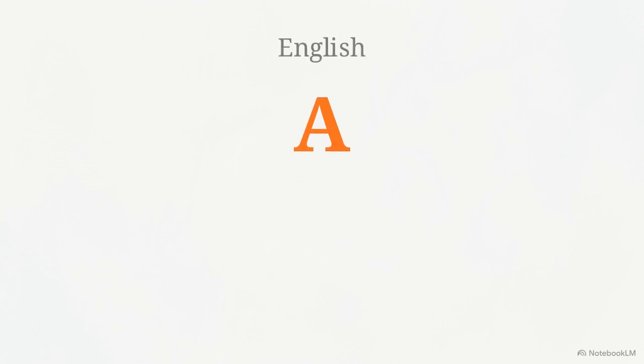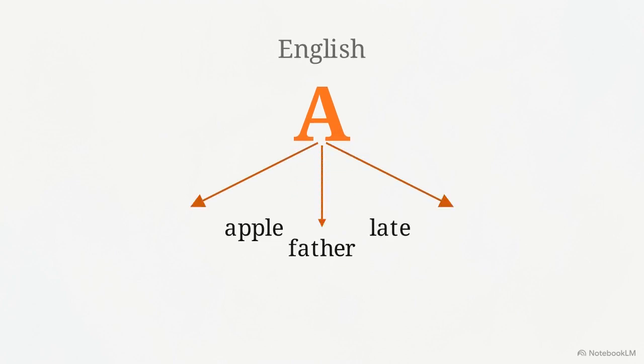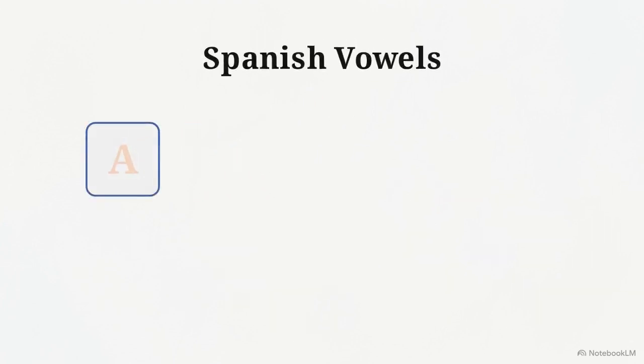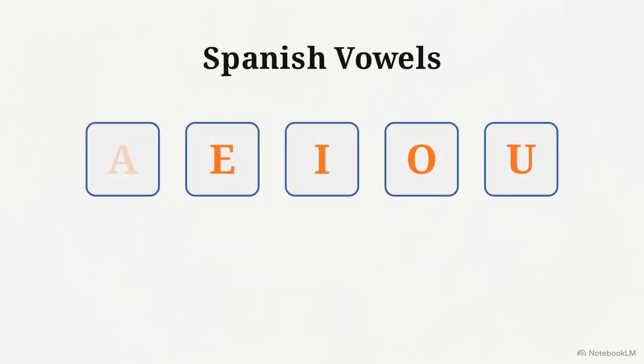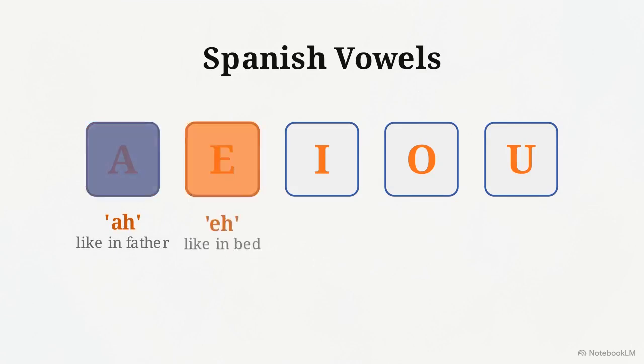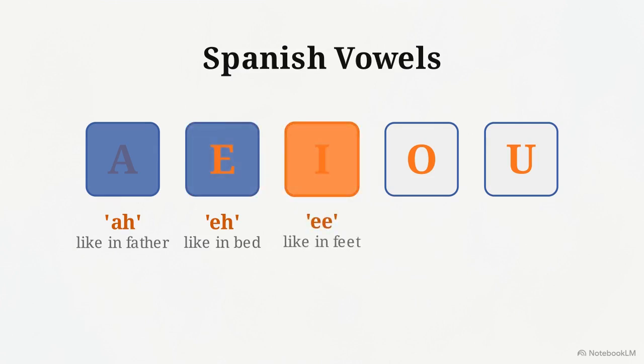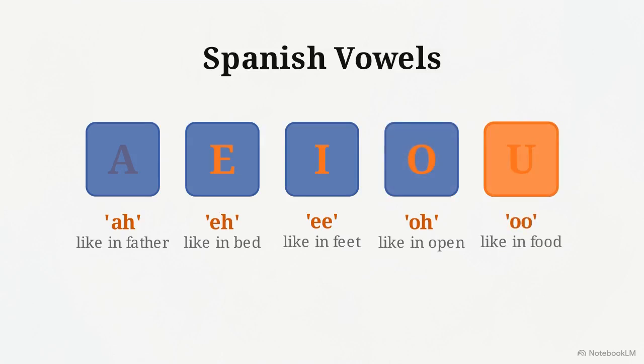In English, a single vowel can make multiple sounds depending on the word. In Spanish, each of these 5 letters has exactly one unchangeable sound. A is always a, like in father. E is e, like in bed. I is e, like in feet. O is o, like in open. And U is u, like in food.